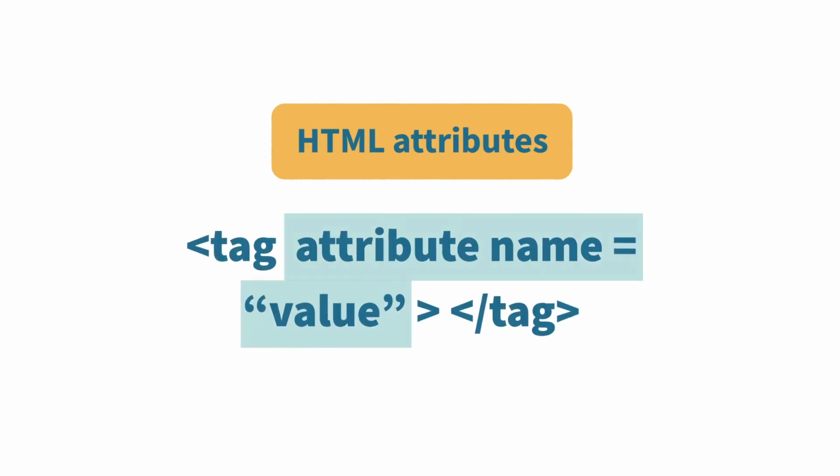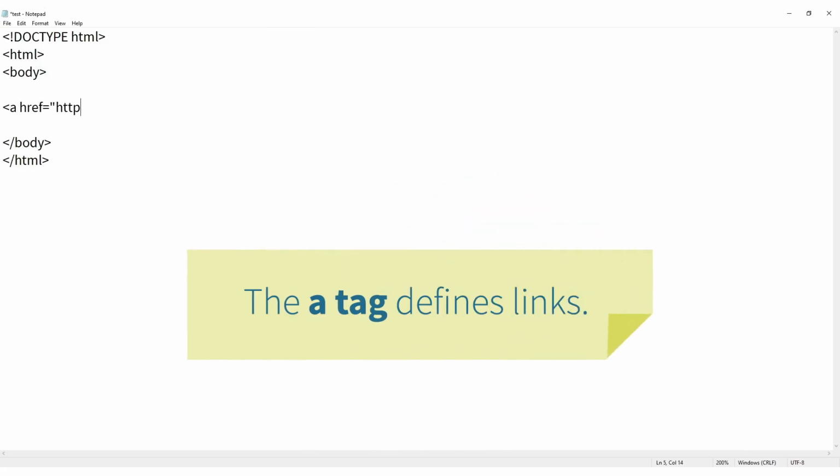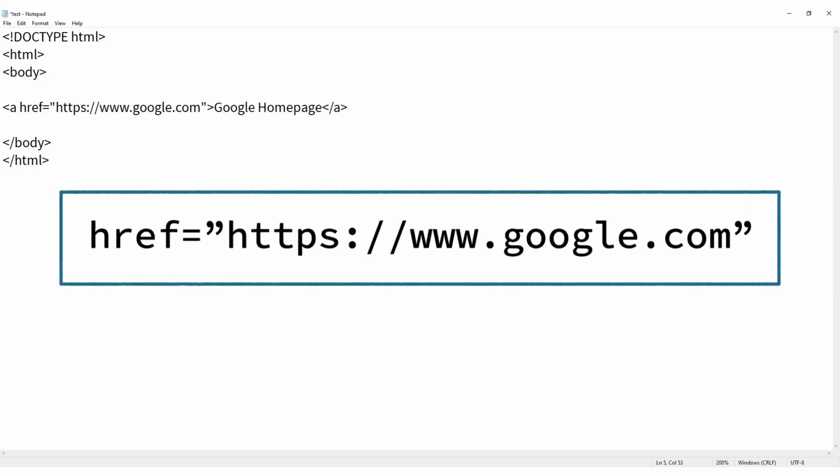When we're working with HTML elements, we can give them attributes. Attributes can be found in the start tag of elements. They give us additional information about the elements. Links are defined with an A tag. Google homepage will be displayed on our web page. This is the link that visitors to the site will click. The href attribute specifies the URL of the Google homepage.